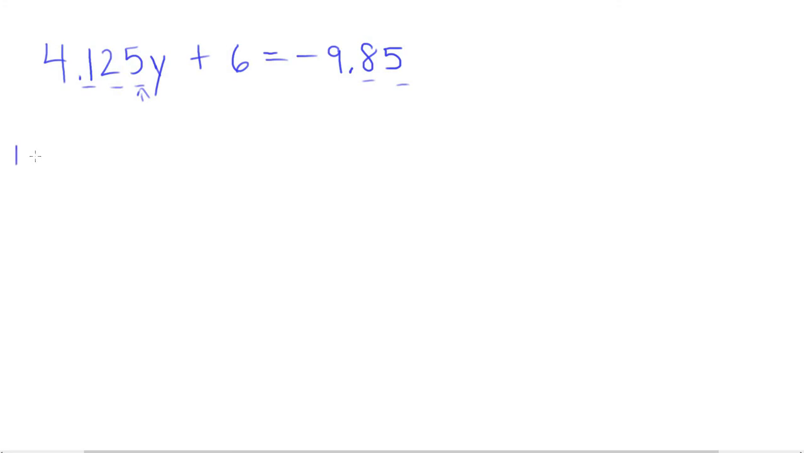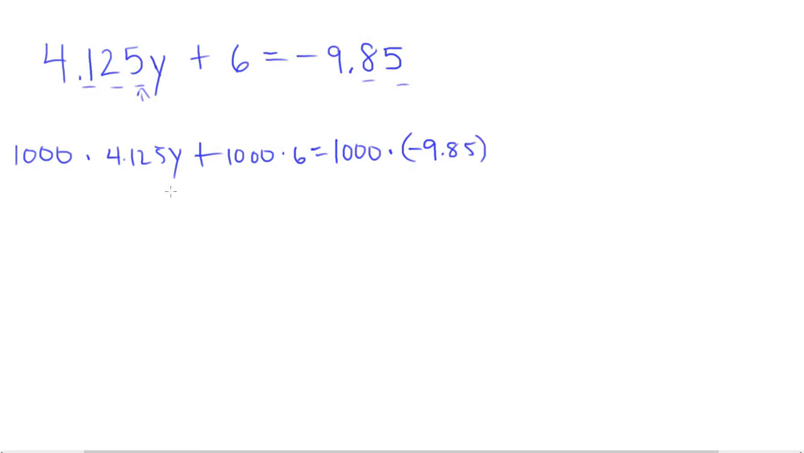So I'm going to go 1,000 times 4.125y plus 1,000 times 6 equals 1,000 times, put this in parentheses, a negative 9.85. Okay, so that makes all of these into whole numbers. So 1,000 makes this 4,125. 6 times 1,000 is just 6,000.